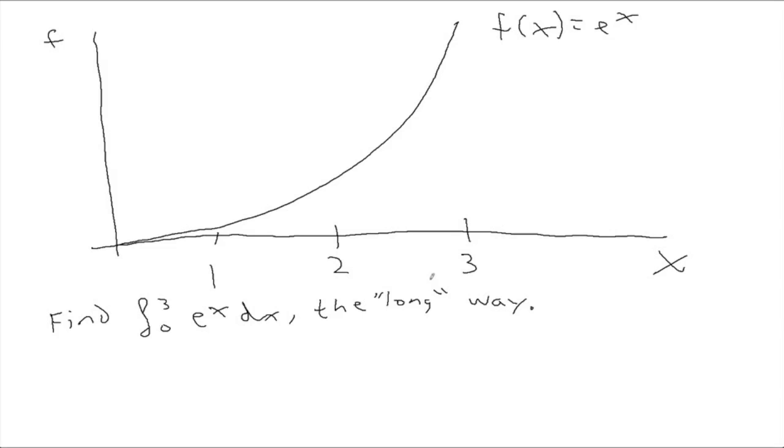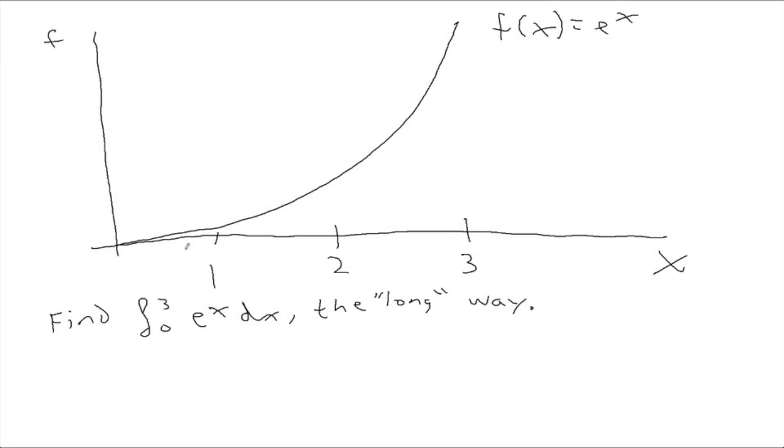Okay, so let's say that we had this problem. Now, we already know how to do this the short way, right? I think we just talked about this a moment ago. The short way is to use antiderivatives. Now, what's the long way? Well, first of all, notice now they're not telling us to approximate it anymore. Now they want us to find the exact answer.